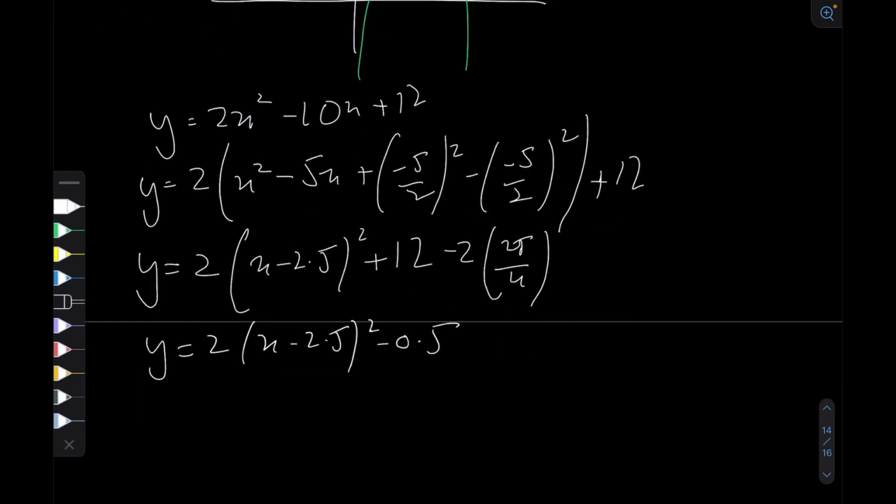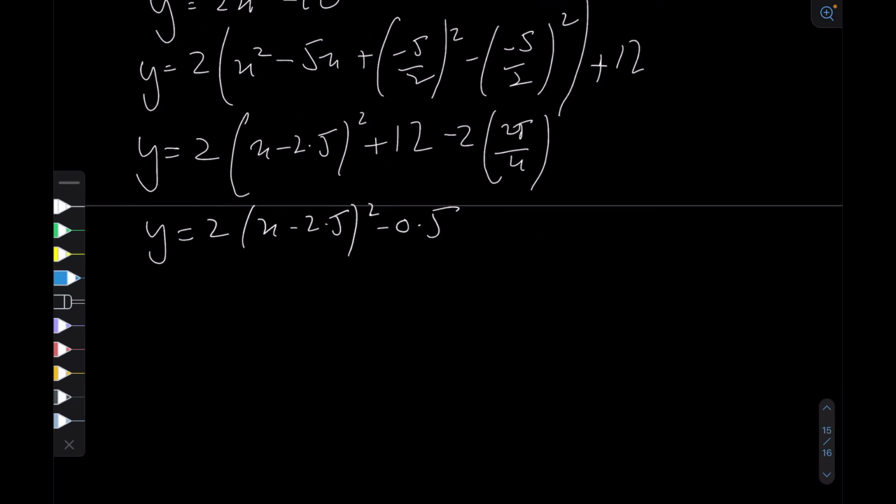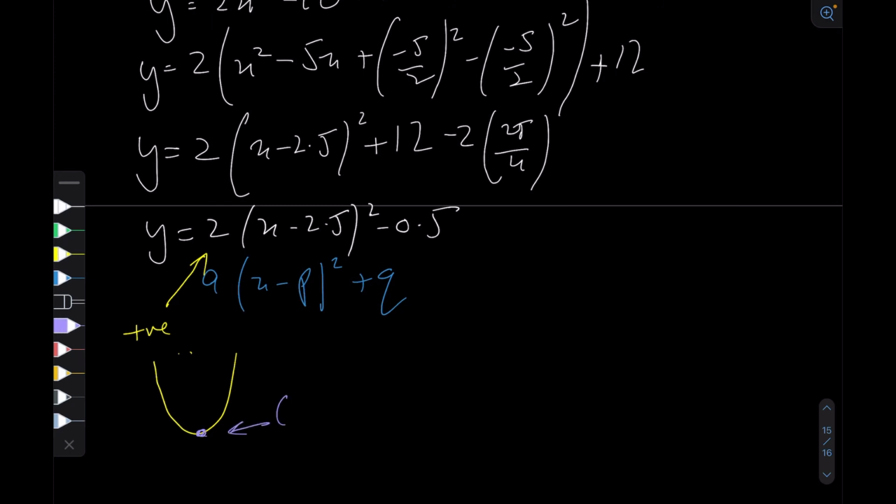negative 0.5. Now the use of this completed square form is that it tells us a couple of things. First of all, let me write the general form over here. I noticed that the a is positive, and hence it will be U-shaped, a smiley face. And I also noticed that p is 2.5 and q is negative 0.5, and so my turning point, this coordinate, will be p comma q, which in this case is 2.5 comma negative 0.5.